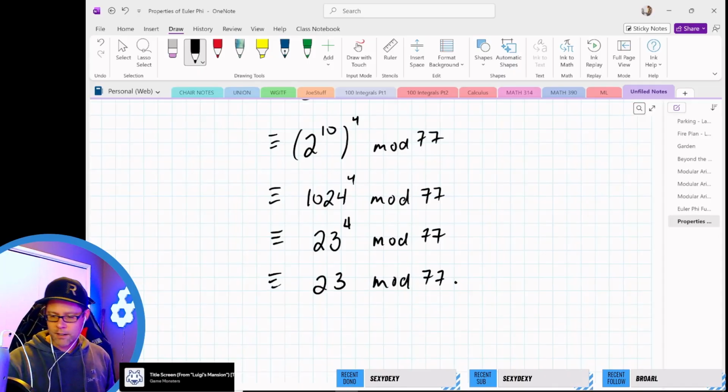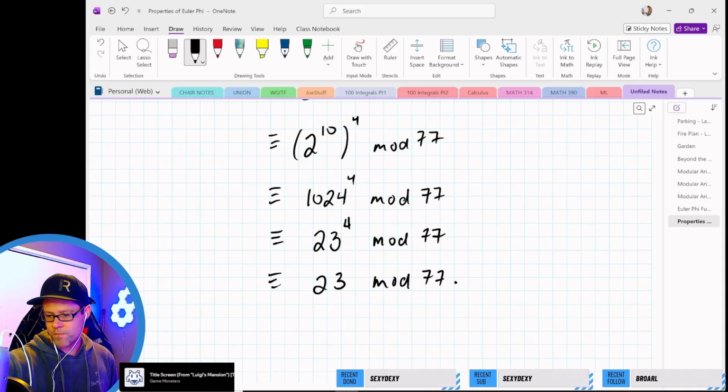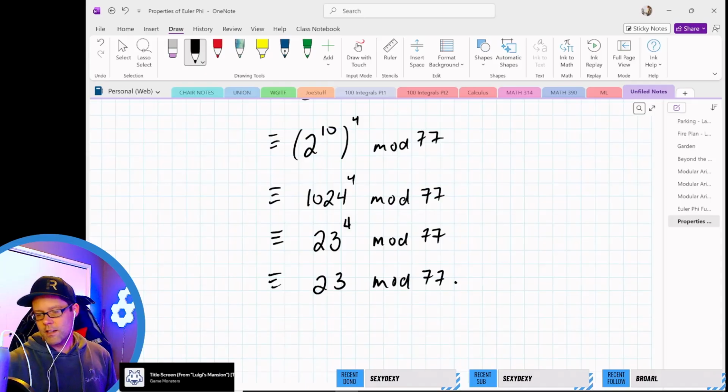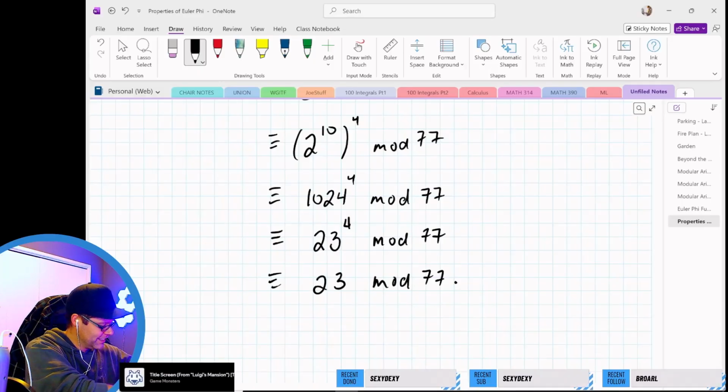That's roughly how I solved it in my notes, too, so that makes me very happy. Yeah, I definitely cannot do 23 to the power of 4 in my head. That's not happening.